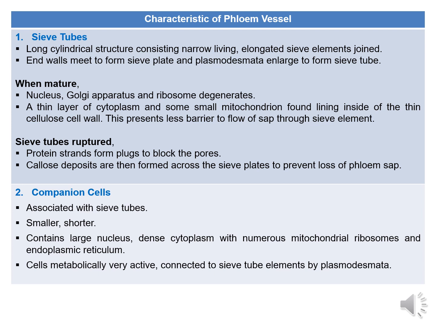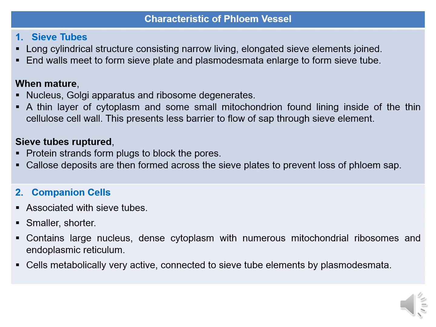The second characteristic of phloem is the companion cell, which is associated with the sieve tube. However, they are smaller and shorter compared to the sieve tube, which is long and elongated. Companion cells contain a large nucleus and dense cytoplasm with numerous mitochondria, ribosomes, and endoplasmic reticulum. These cells are metabolically very active, connected to the sieve tube element by plasmodesmata.